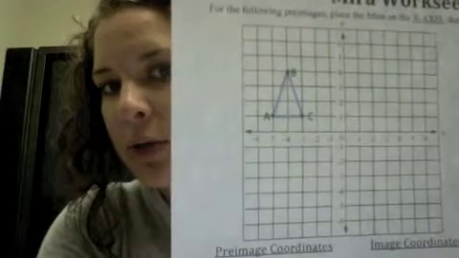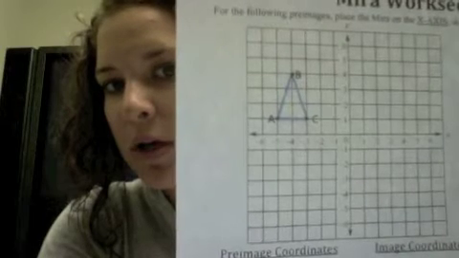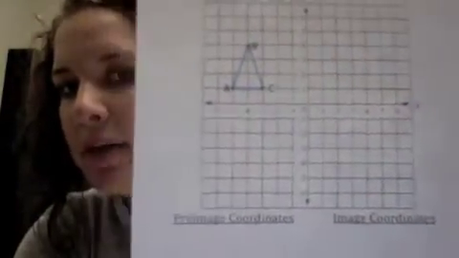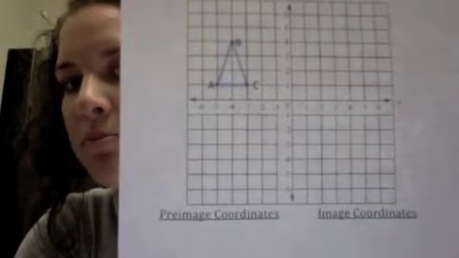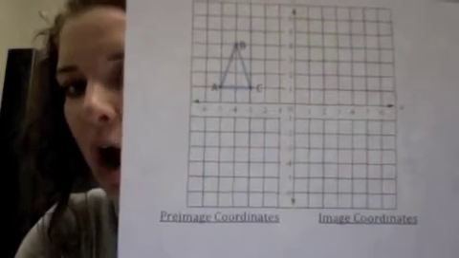If they reflect triangle ABC about the x-axis, they will get an upside down triangle at points -3, -2, -5, -2, or excuse me, -3, -1, -5, -1, and -4, -4. So basically, they're asked to write the pre-image coordinates, which is the coordinates of the figure that's already on the page, and then the image coordinates, which is the points of the figure that they will draw.